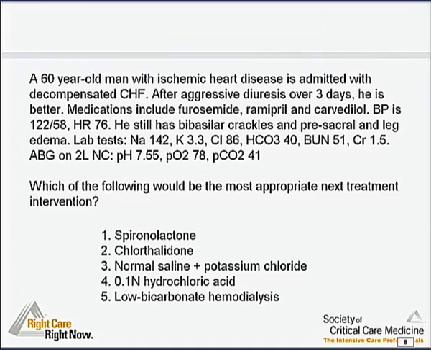What would be the most appropriate next treatment for him? A, you add spironolactone. B, you add chlorthalidone. C, you give him normal saline and potassium. D, you give him hydrochloric acid. Or E, you give him hemodialysis with low bicarbonate.